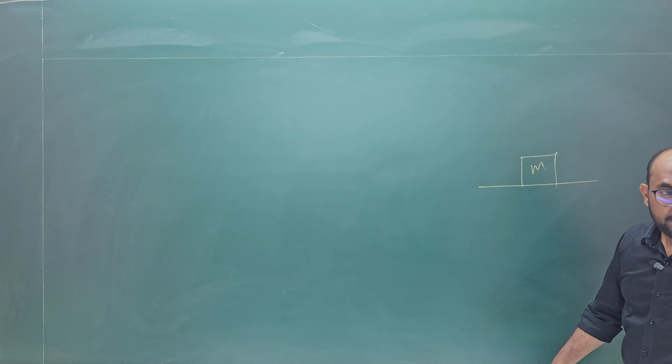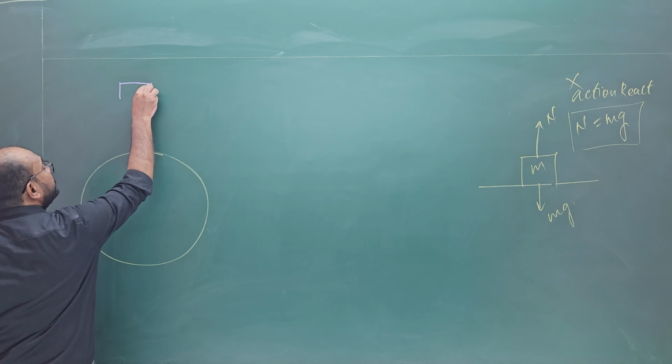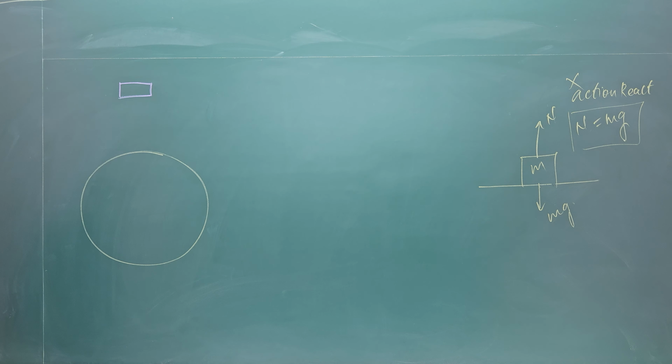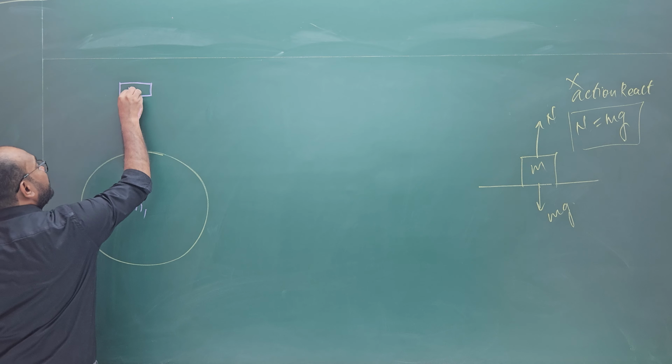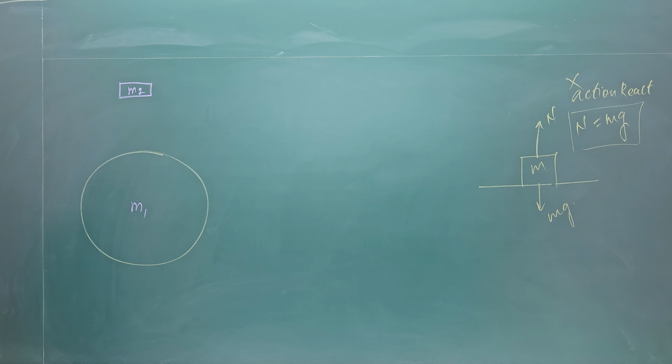When do we find normal? When they are in contact. Yes or no? Let us try to understand this. Consider this is your earth surface, and let's say here is one body with mass m1, and this one has mass m2. Where does mg act? In what direction? Can I say that this is the direction? So this is your body 1, this is your body 2.